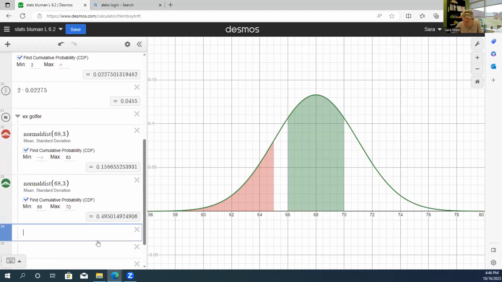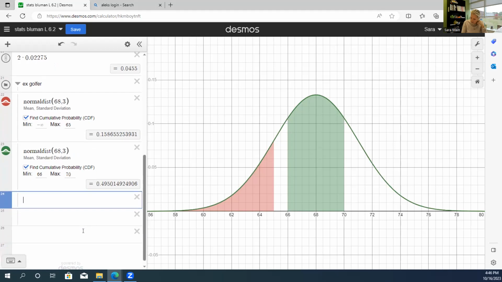And it looks like that probability is 66 to 70, and that's equal to 0.495, almost 50% of the data is between a score of 66 and 70.